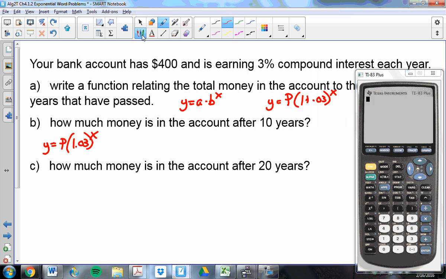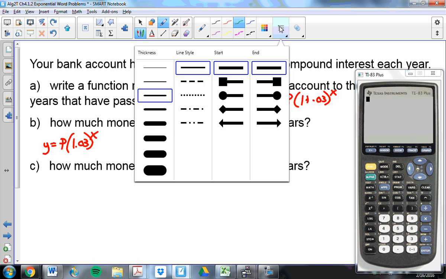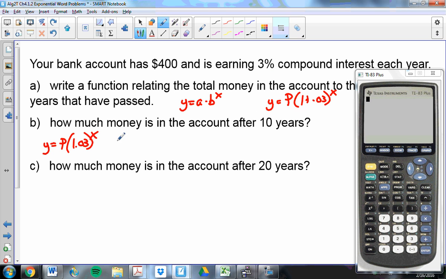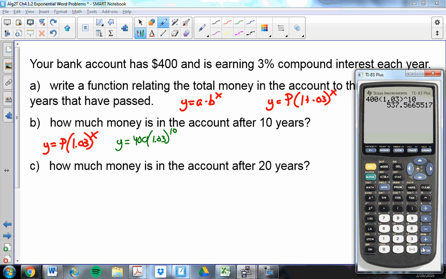And after 10 years, we've got our formula, and now we're going to plug a 10 in for x, because 10 years is passing. So we have y equals, our starting amount was $400. Let's see what we get. We have $537.57. Well, let's do 20 years.